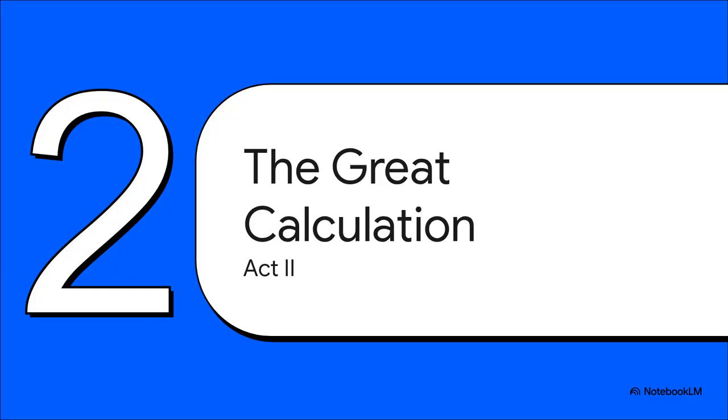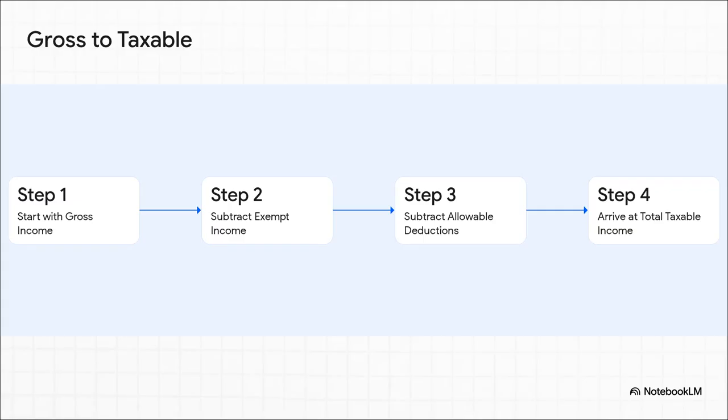Okay, so we've nailed down the what, the who, and the when. Now we head into Act 2, the great calculation. This is the really interesting part. This is where that huge total income number gets refined, chipped away at, and transformed into the final number that you're actually taxed on. The logic here is actually pretty straightforward.